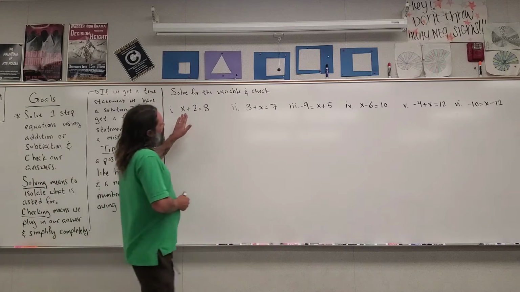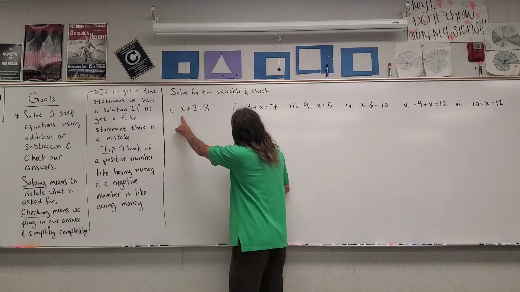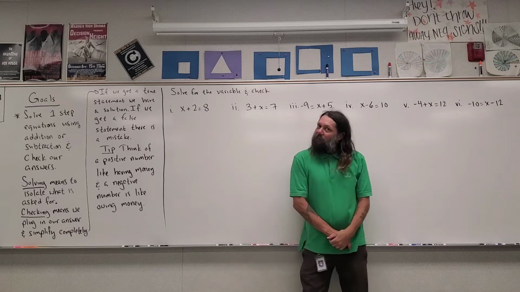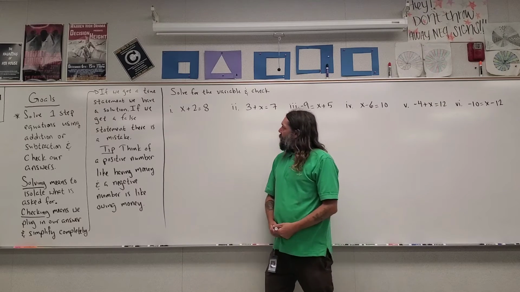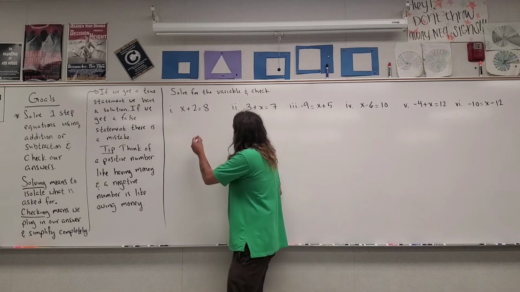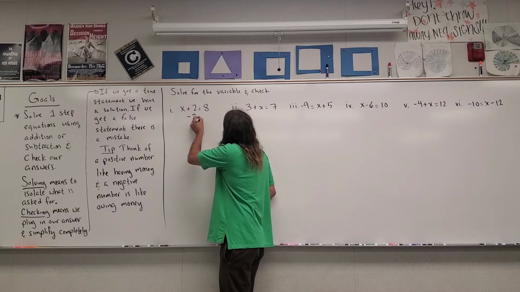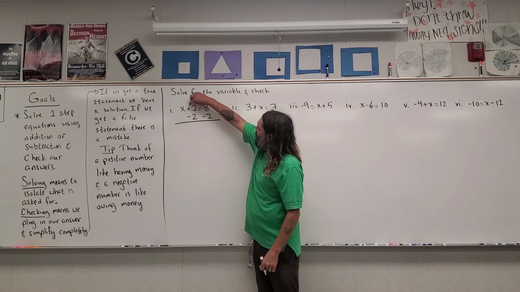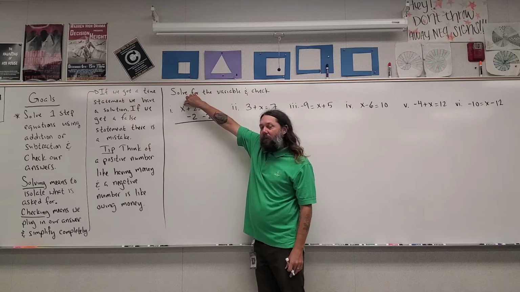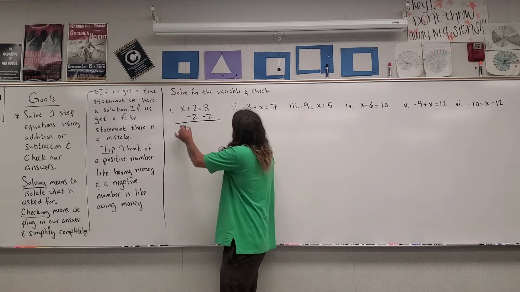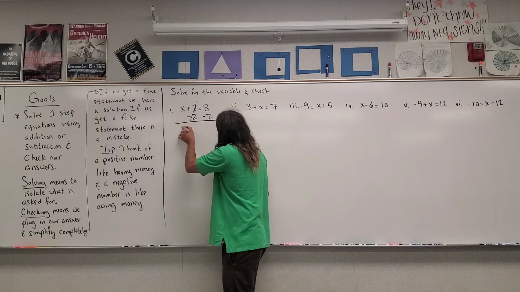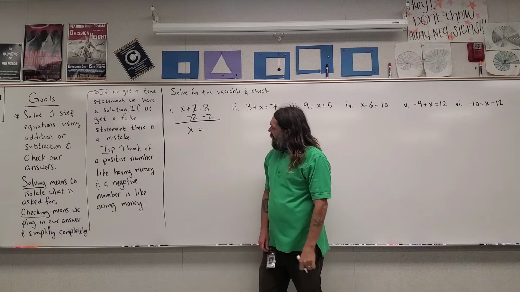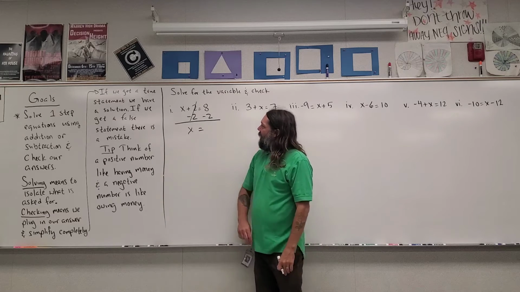On problem 1, I want x by itself, and x is not by itself because of this plus 2. And I need to make plus 2 go away. So in order to make plus 2 go away, I'm going to subtract 2 to both sides. I'm doing the opposite of what I have with the variable. What that does is it cancels out the number and it isolates the variable on one side of the equal sign.